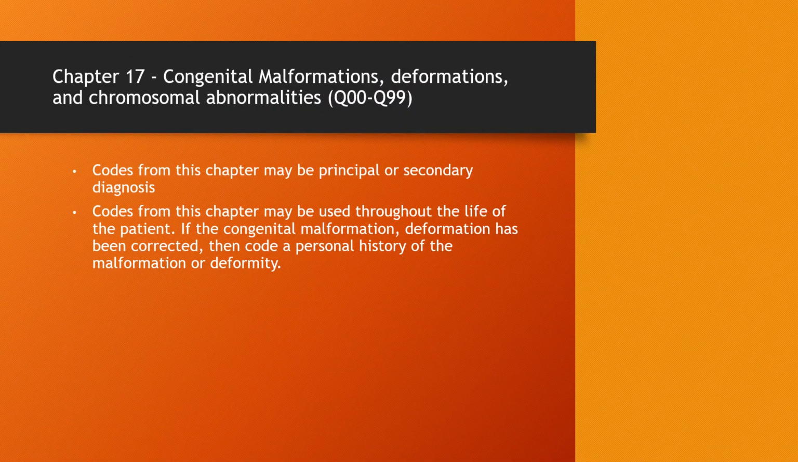Chapter 17, Congenital Malformations, Deformations, and Chromosomal Abnormalities. Codes from this chapter all begin with the letter Q. Codes from this chapter may be assigned as a principal or as a secondary diagnosis, and they may be used throughout the lifetime of the patient. If the congenital malformation or deformation has been corrected, then a code for personal history of the malformation or deformity is used.